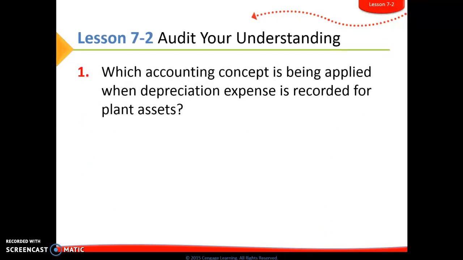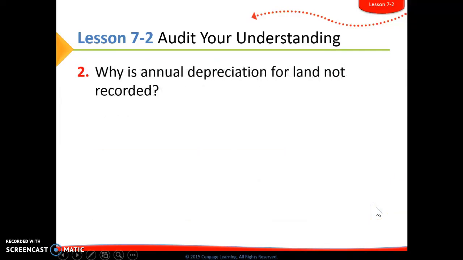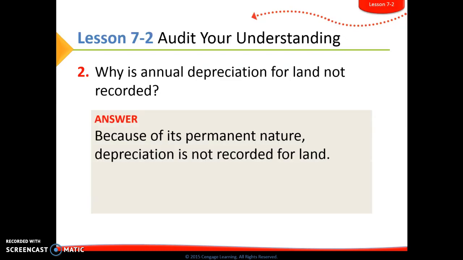Number 1, which accounting concept is being applied when depreciation expense is recorded for plant assets? This would be our matching expenses with revenue. We want to record our expenses during the same fiscal period that we've earned revenue. Number 2, why is annual depreciation for land not recorded? Because of its permanent nature, depreciation is not recorded for land. Land is not going to depreciate in value for that reason.